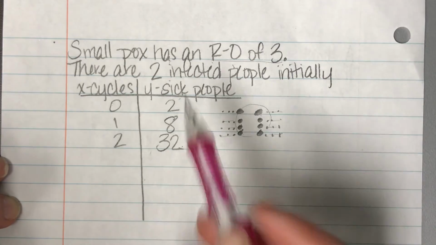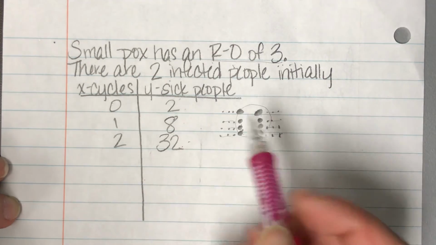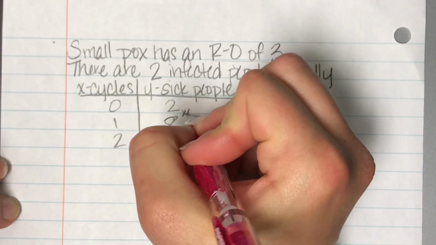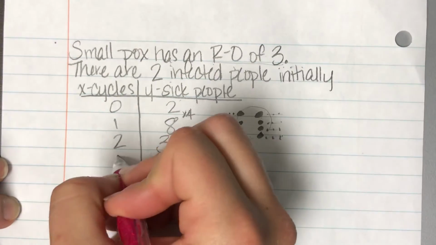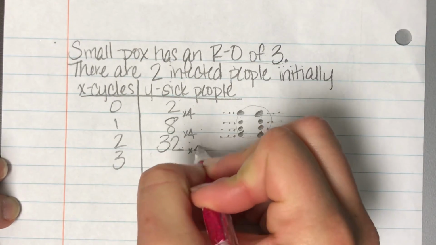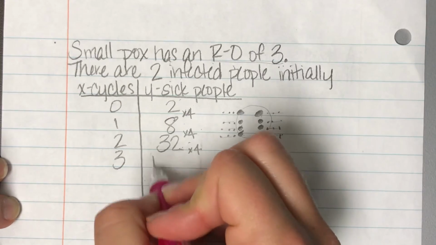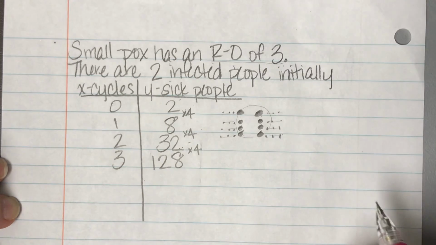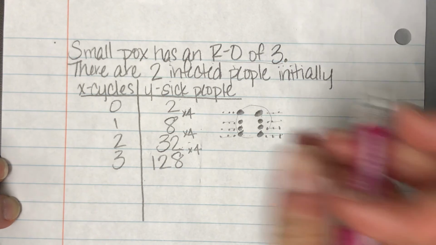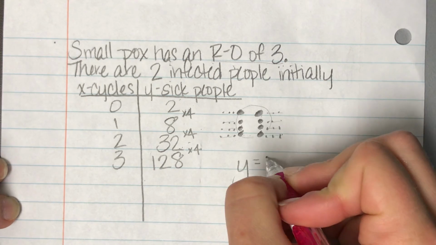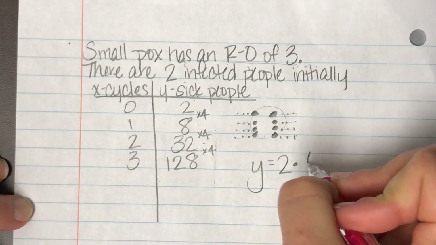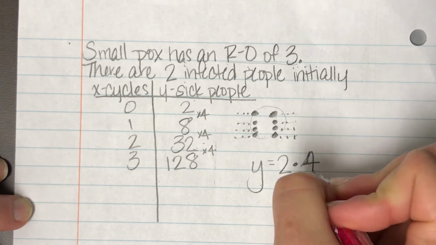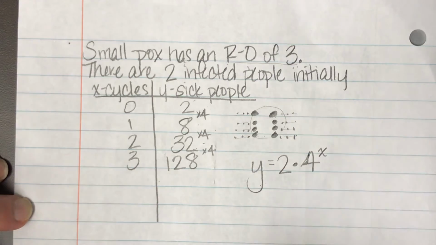All right? So now if I start looking at a pattern, well, the shortcut is that I multiplied by 4, and I multiplied this times 4. So in round 3, if I multiply by 4 again, I get 128 sick people. So my formula would be, okay, I start with 2 people, and I'm multiplying by 4 over and over and over again. So 4 raised to the x.